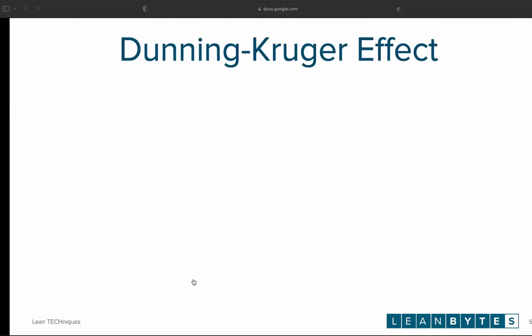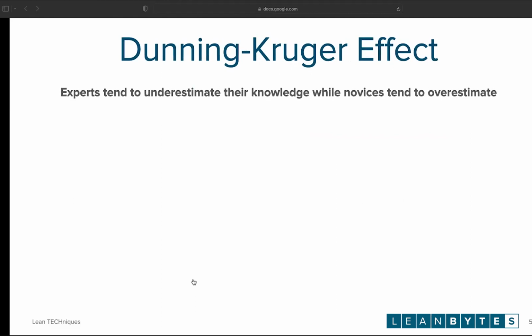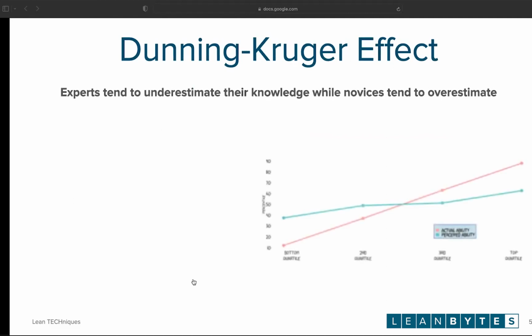Last one here, I see we're right at 1 o'clock here. The Dunning-Kruger effect. This is a fun one. Basically, experts tend to underestimate their knowledge while novices tend to overestimate it. We got this fun chart here.